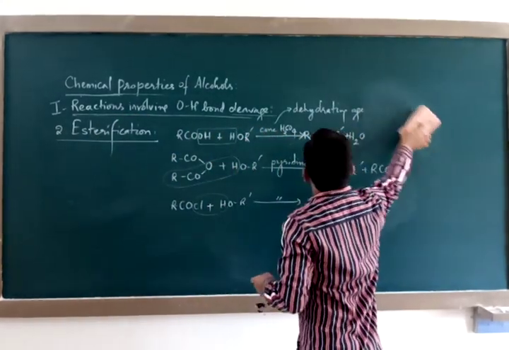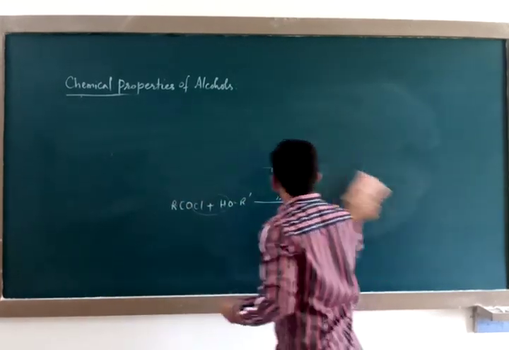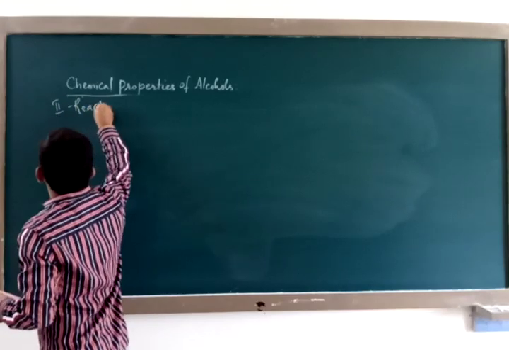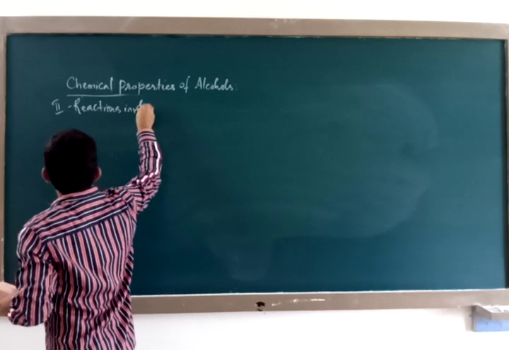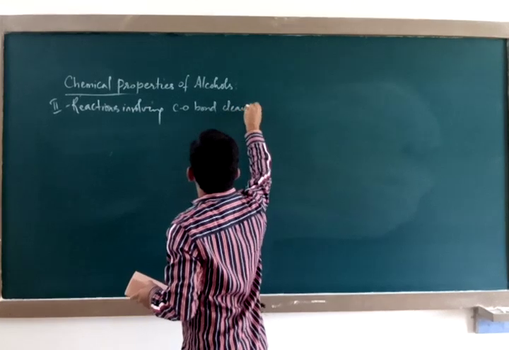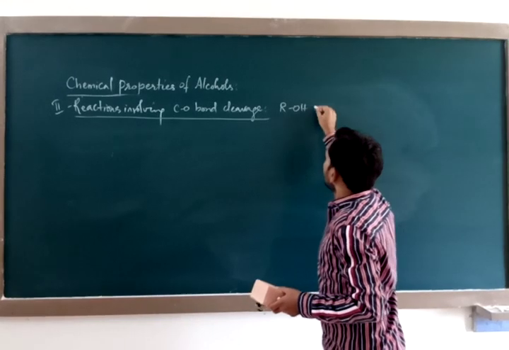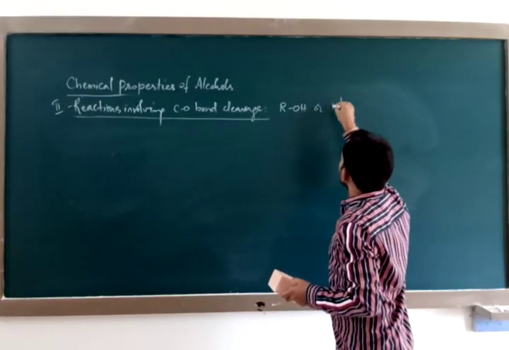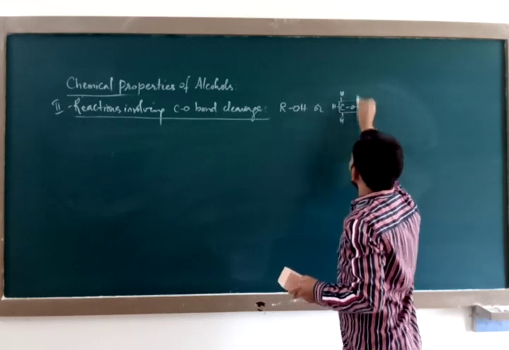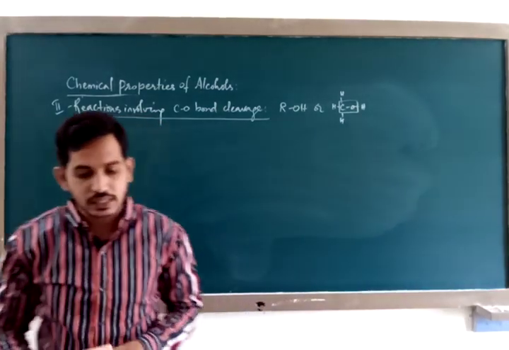Now let us see the second set of reactions: reactions involving C-O bond cleavage. Where does the bond break this time? If this is an alcohol, a common example being CH3OH, then this time the bond breaks here between carbon and oxygen. So let us see the first set of reactions in this.